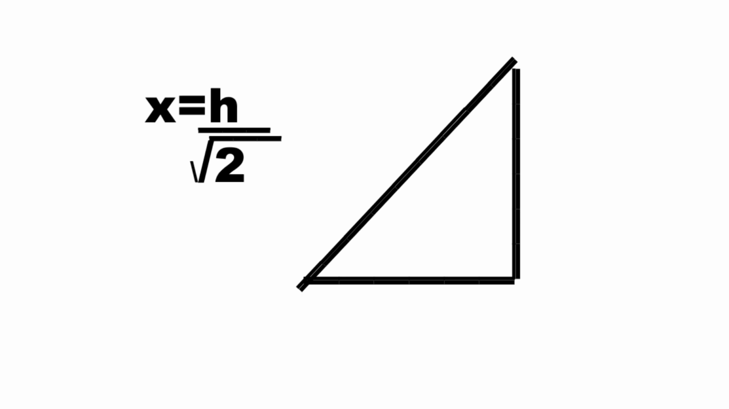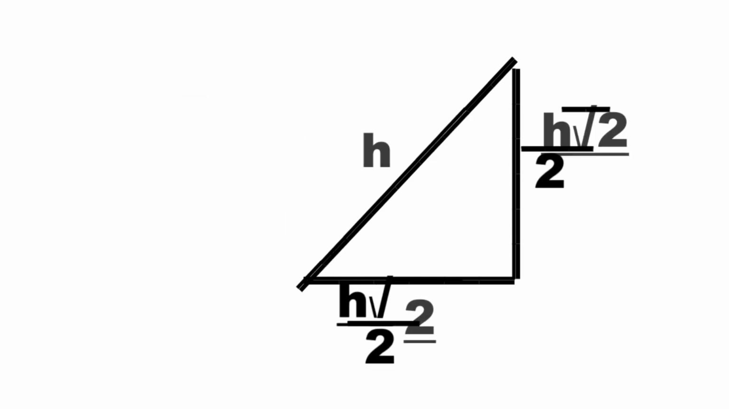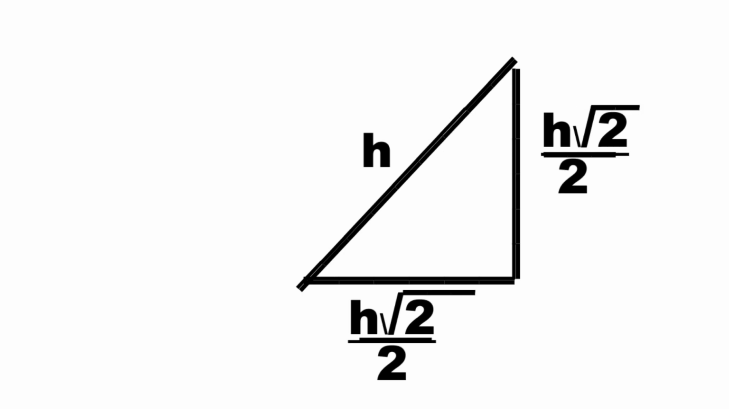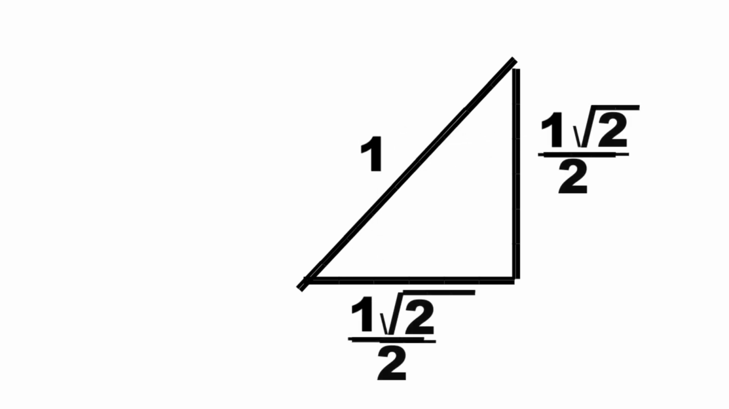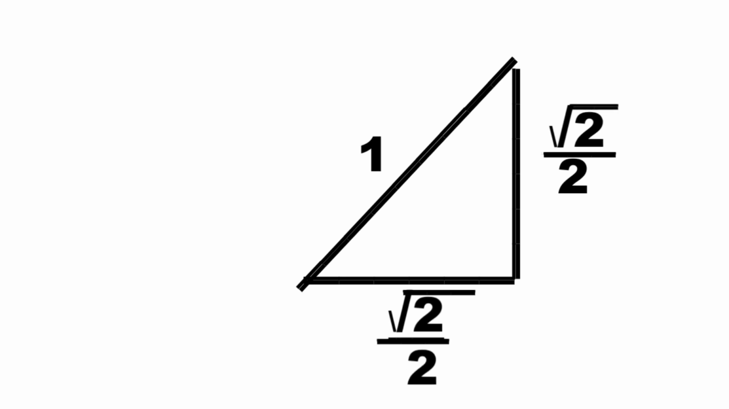Rationalizing the denominator, multiply both numerator and denominator by square root of 2, so it's equal to h times square root of 2 over 2. So if the hypotenuse is given and the legs are unknown, it can be solved. This is h times square root of 2 over 2. Example: if the hypotenuse is equal to 1, the shorter legs are 1 times square root of 2 over 2, and 1 doesn't affect anything, so the shorter legs are equal to square root of 2 over 2.